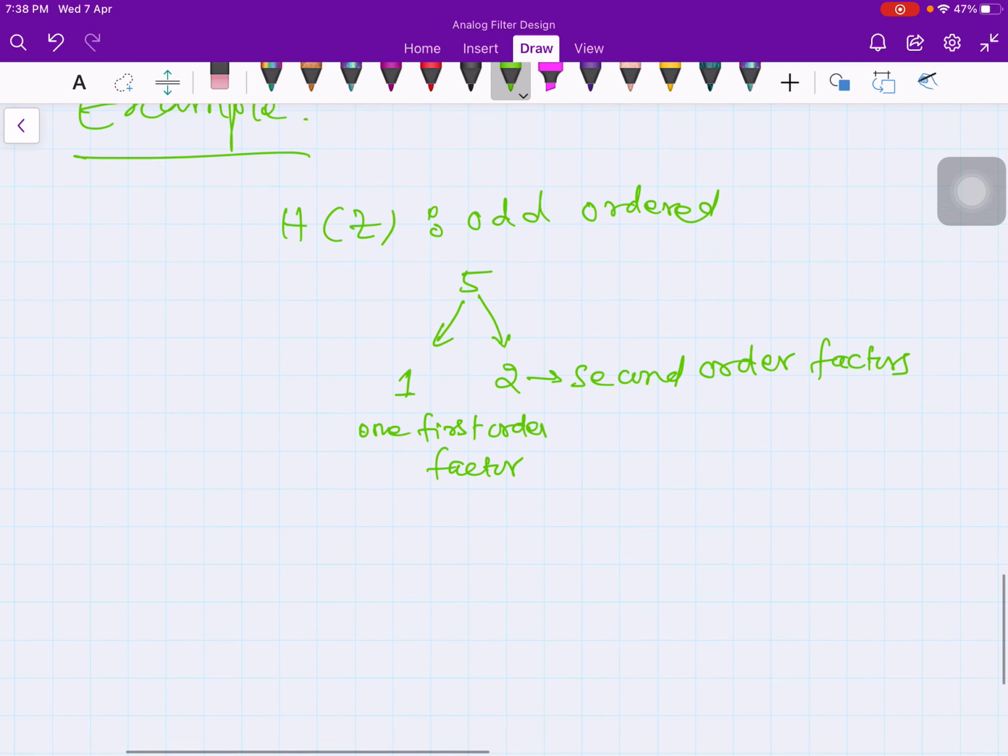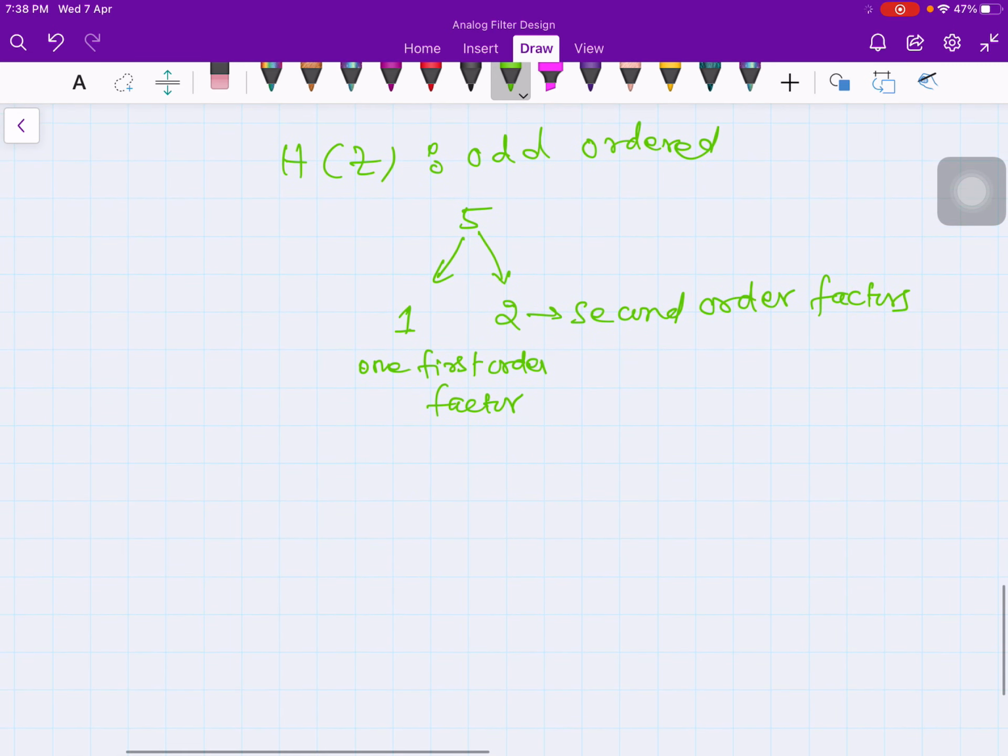Therefore, in this case, let me write down h of z, the summation of h of k z to the minus k. This is the transfer function.